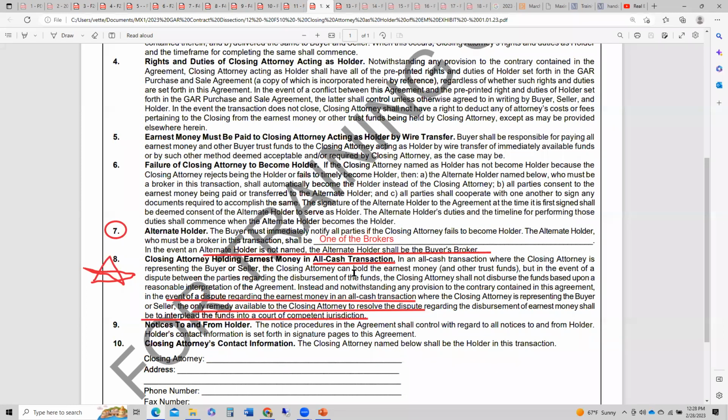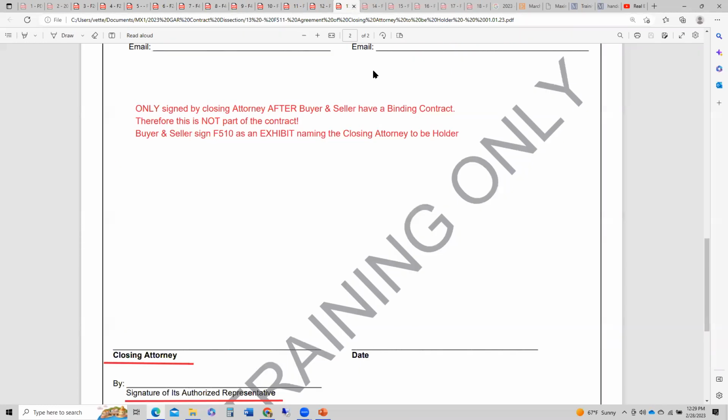All cash, be very, very leery of the closing attorney holding the earnest money, because if there's a dispute, it has to go to court. So you've just put your buyer and seller in a lawsuit, and there are costs associated with that. That is key that I needed to point out to you guys.